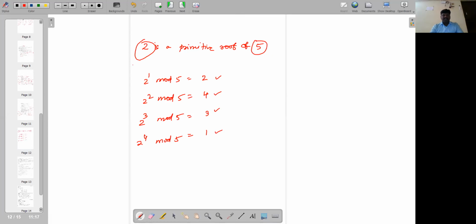This is how we can prove that a given number is a primitive root for p. I hope this is clear. Will you be able to solve if I do a similar kind of example? You need to do the modulus operations for all the numbers, from a power 1 to a power p minus 1 with respect to mod p, and check that all the remainder values you get are from 1 to p minus 1.